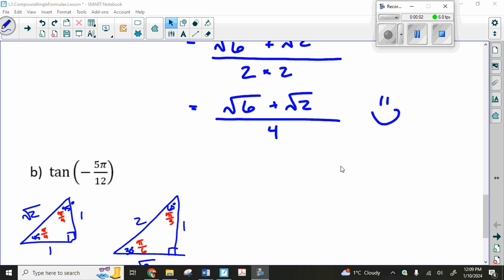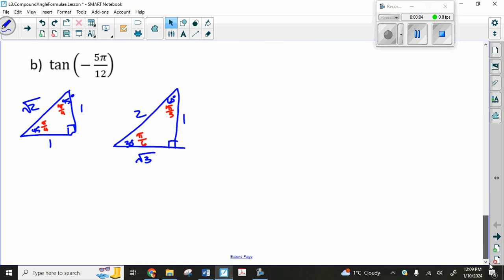Our second question here deals with a negative value as our fraction, as our angle, and it's over 12, which makes us a little bit confused. So the best way I would suggest tackling this is figure out what this number is in degrees. Let's be honest, we don't love fractions. It is what it is. Let's figure out what this is in degrees.